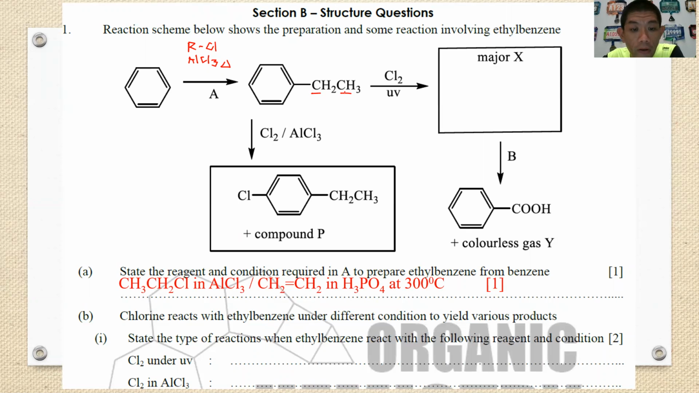Then B, chlorine reacts with ethylbenzene under different conditions to yield various products. 1. State the type of reaction in ethylbenzene reacting with the following reagent and condition: Cl2 under UV. Now look carefully here. The question is looking for the type of reaction. So if you answer chlorination, it's wrong. Chlorination is the name of the reaction.